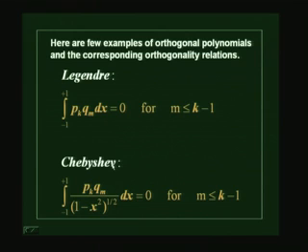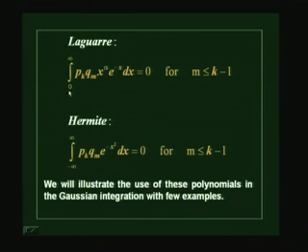Okay. And if you have the limits from 0 to infinity, if you want to do an integral from 0 to infinity, then you would use Laguerre, or from minus infinity to plus infinity, then we would use Hermite. Okay. So, these are different examples of orthogonality relations which we would be using. Okay. So, the method is very simple finally.